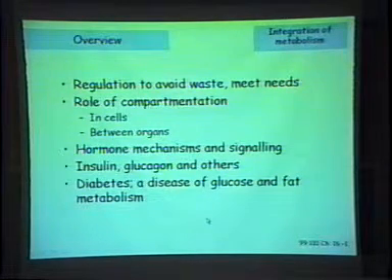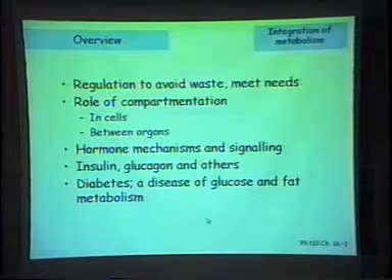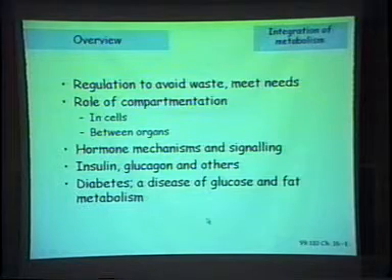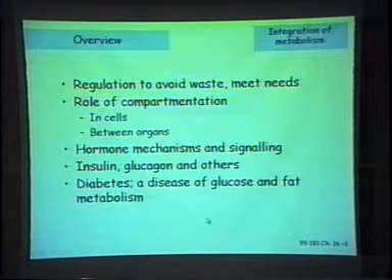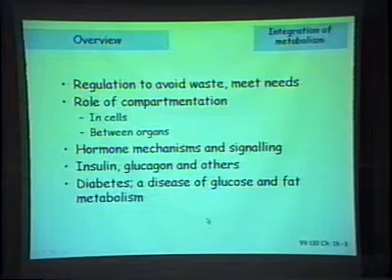We're going to touch a little bit on hormone mechanisms and signaling. Those of you who've taken endocrinology will know that for me to try to give that in less than a lecture is obviously a skim, but it'll be a taste, a tantalizer. We'll look at least 2 of these hormones, insulin and glucagon, because they play such central roles. And if we have time, we'll talk a bit about diabetes, which is a disease of glucose and of fat metabolism. And we may get to that. We'll see.